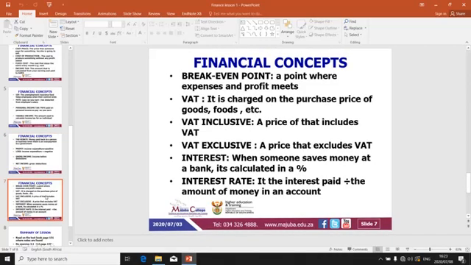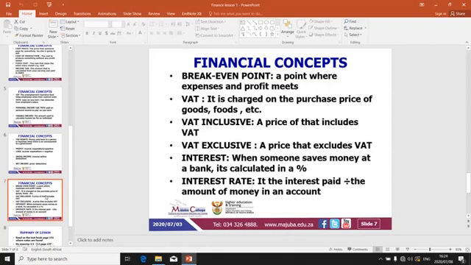Okay. Then we move to the break-even point. What is the break-even point? It is the point where expenses and profit meet. It is the point where they are equal. The profit is equal to the expense. That is the break-even point.